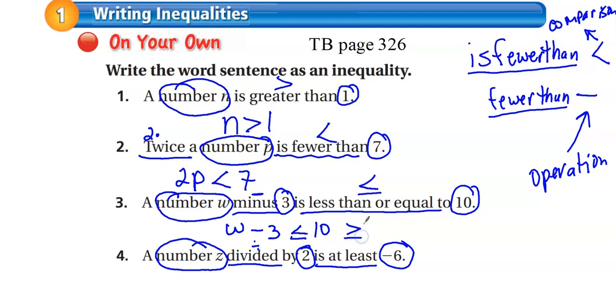Is at least. That means it can be that number. Okay, so I've got Z divided by 2. So let's make it fancy and use the fraction bar. Z divided by 2 is at least -6. So it's greater than or equal to -6.